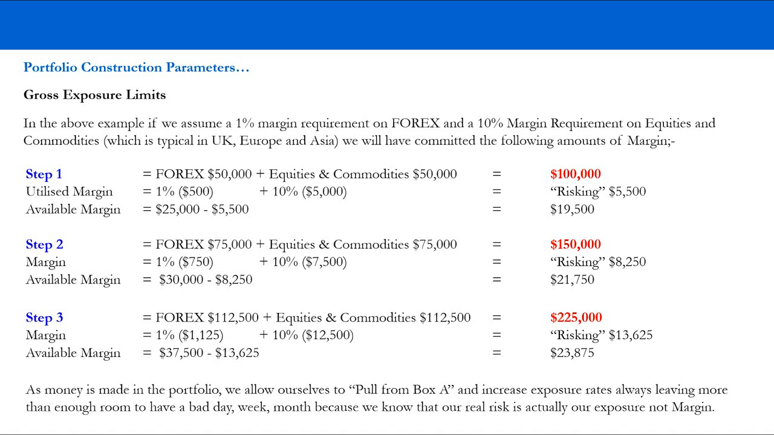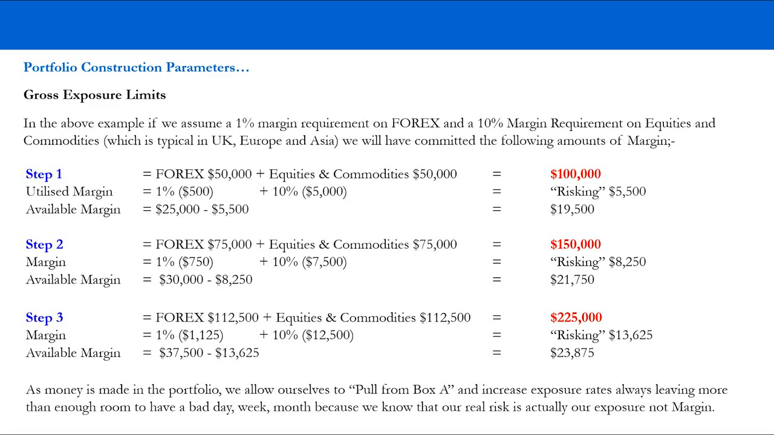Our available margin is $30,000, the beginning of step 2, minus $8,250, what we're risking, leaving $21,750 as our cushion never to receive a margin call. In step 3, our Forex exposure is $112,500 plus $112,500 in equities and commodities, giving a gross exposure of $225,000. The margin that we're utilizing towards Forex is $1,125 plus a 10% margin requirement in equities and commodities, so utilizing $11,250.